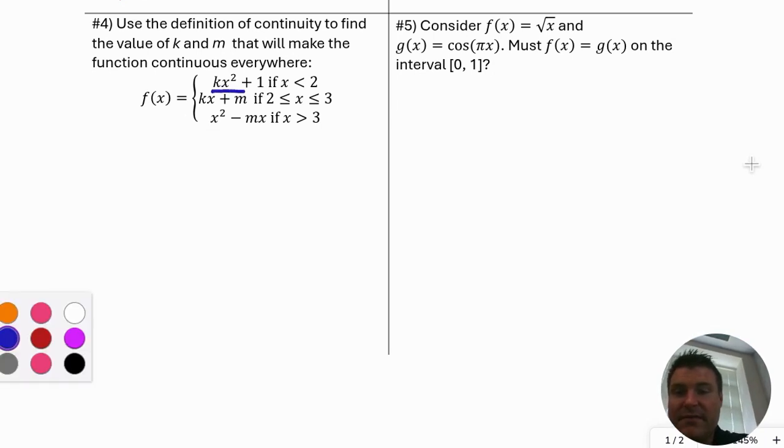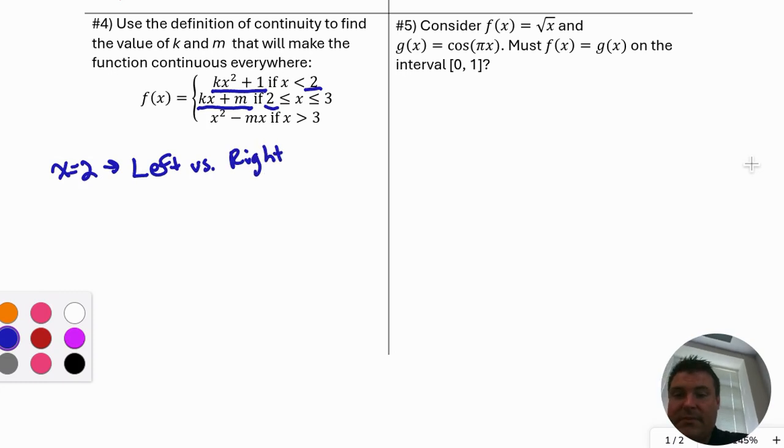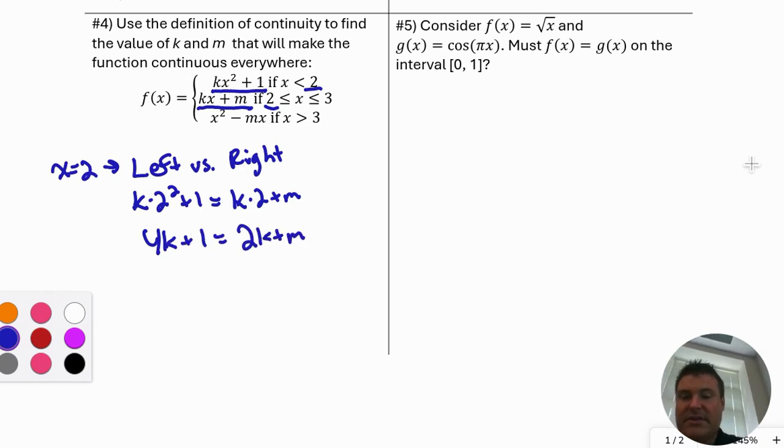So for this blue one at 2, I'm going to do 2 at blue down here. I need to set those blues equal to each other because they share the same piece at 2, and also plug in an x equals 2. So at x equals 2, looking at the left versus the right, I'm going to plug in a 2, and I'm going to get k times 2 squared plus 1, and set that equal to k times 2 plus m. So this is going to give me 4k plus 1 equals 2k plus m.